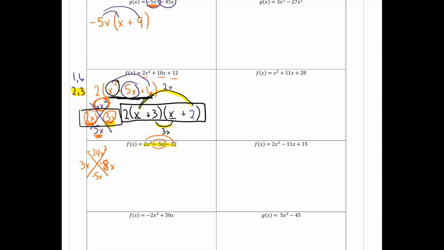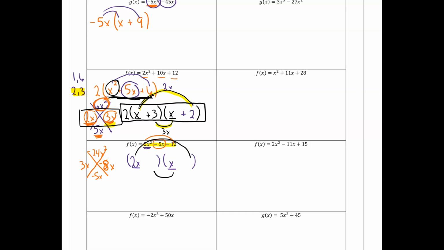And now we're ready to make our parentheses. Who are the neighbors that met? That gave me 2x squared minus 5x minus 12. So first I want to see who are the neighbors that met that made 2x squared, and that would be a 2x and an x. It's going to be very simple. And after that, now I'm going to draw these little loops.